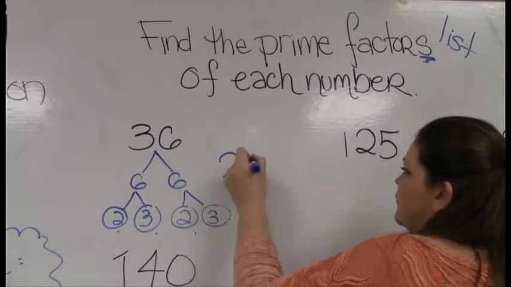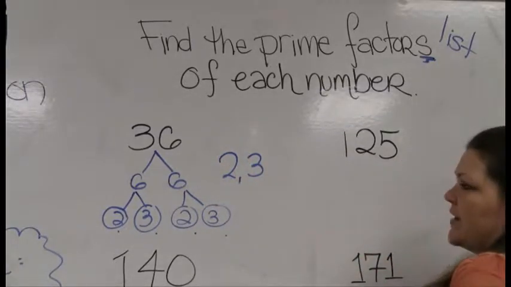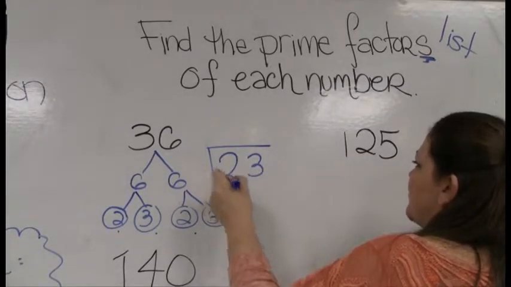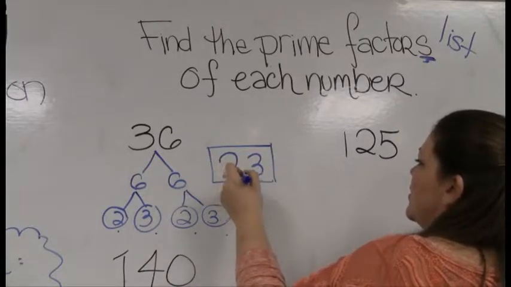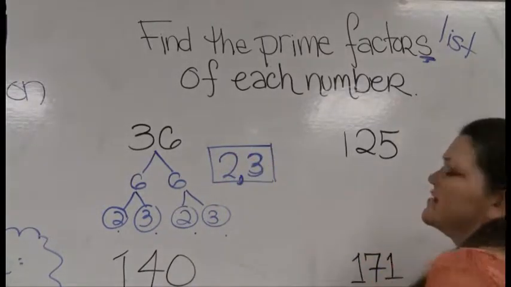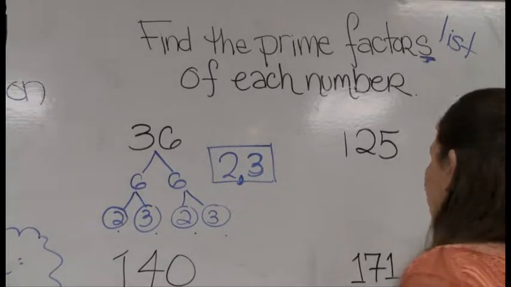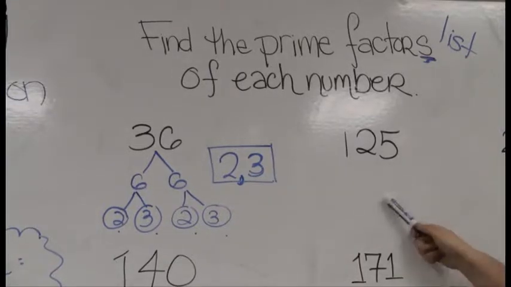We really only have 2 and 3 as the factors, and that's exactly how you'll type in your answer in Quizlet. 2, comma, 3, no spaces necessary, okay? Okay, let's look at some other problems.